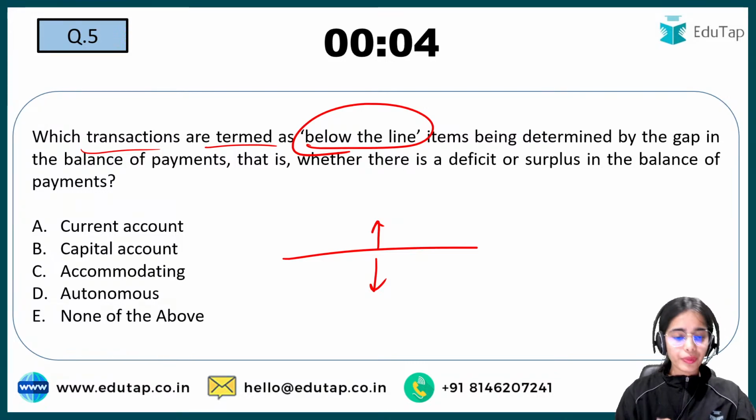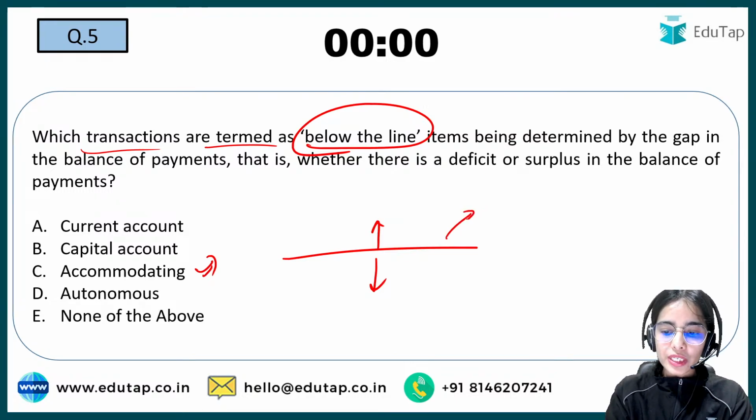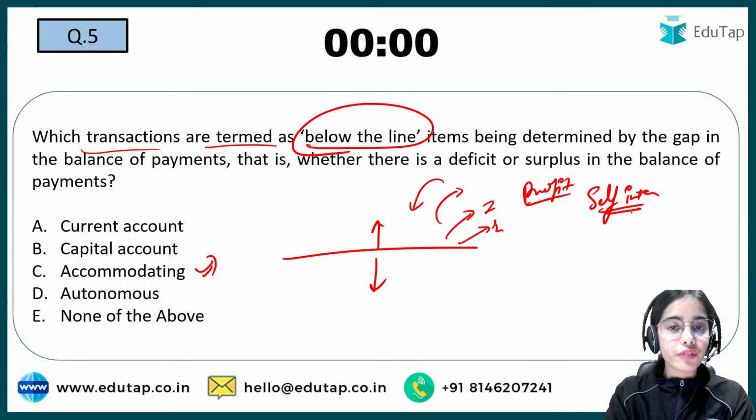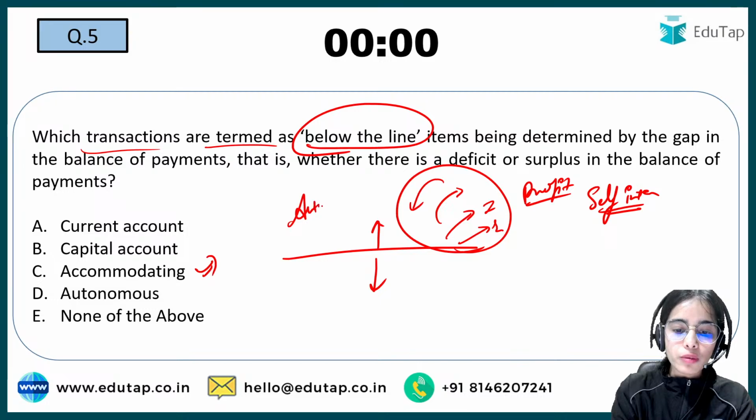So try to answer that which transactions are termed as below the line items being determined by the gap in the balance of payments. So here I am getting the answer C, that is absolutely correct. See, we are doing the transaction, we are importing or exporting the good. We are doing the investment because of the profit motive, because of our self-interest. We are doing the investment or importing the goods for our self-interest, for the profit motive, we can say. So that is the autonomous transactions that are happening.